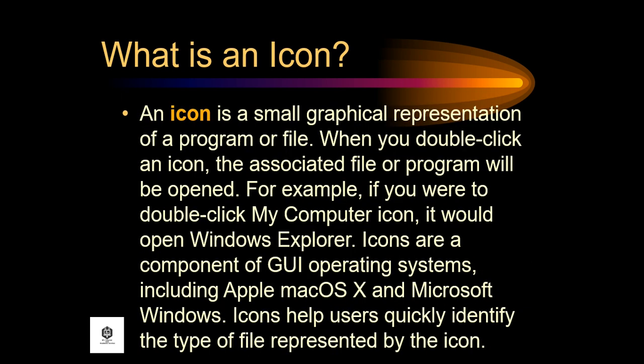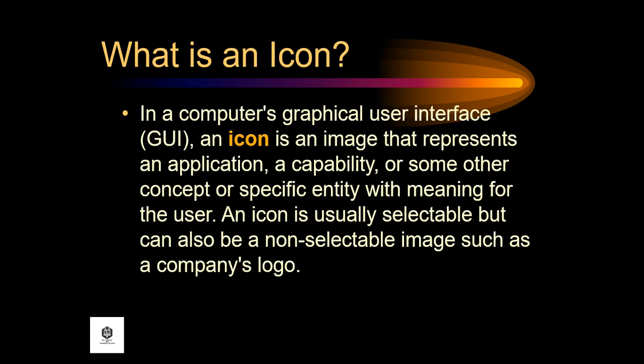An icon is a small graphical representation of a program or file. When you double-click an icon, the associated file or program will be opened. For example, if you were to double-click my computer icon, it would open Windows Explorer. Icons are a component of GUI operating systems, including Apple, Mac OS X, and Microsoft Windows. Icons help users quickly identify the type of file represented by the icon.